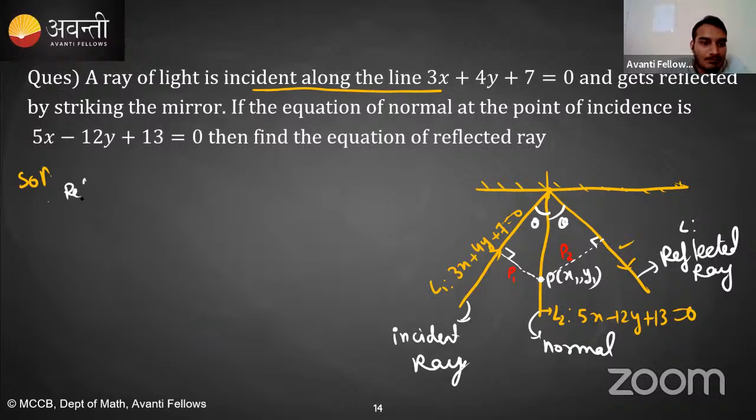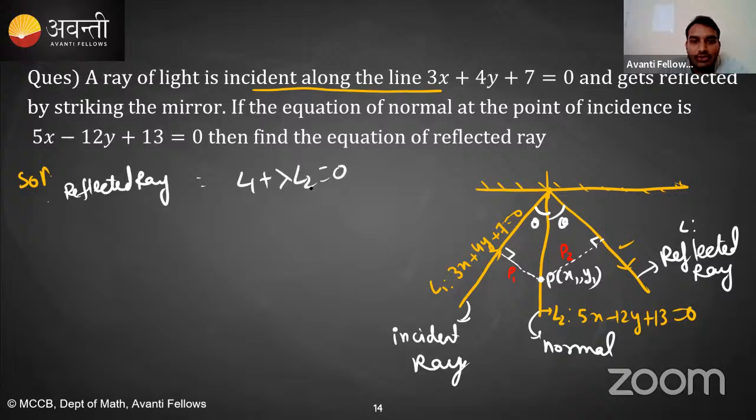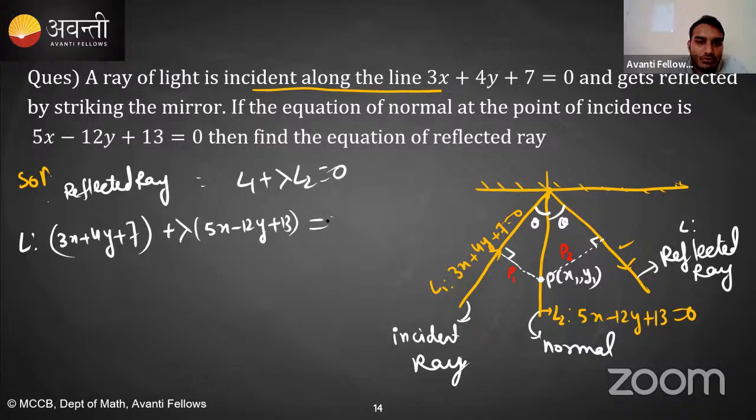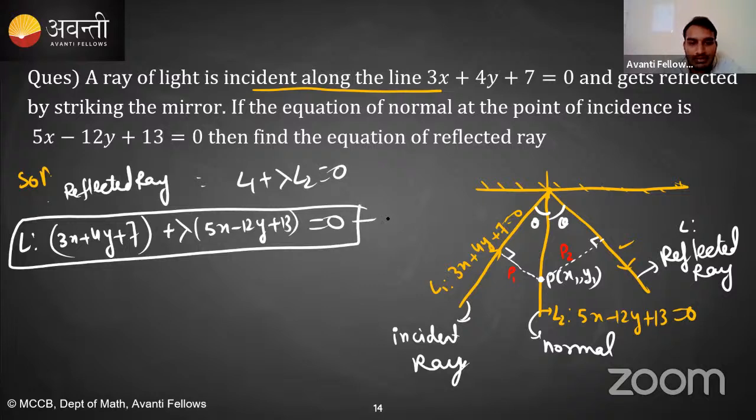So the reflected ray can be assumed as L1 plus lambda L2 is equal to 0. Okay, so the line along the reflected ray can be assumed as L1 plus lambda L2 is equal to 0. Clear? Okay. So what is L1? So what is L now? L1, which is 3x plus 4y plus 7, plus lambda times, what is L2? 5x minus 12y plus 13 is equal to 0. Okay. So this we can assume. Clear? Let's call this equation 1.